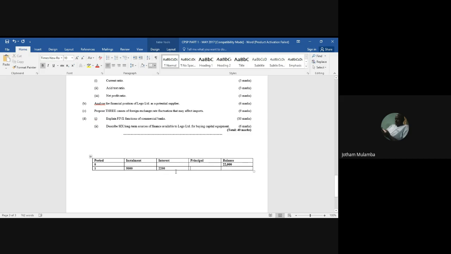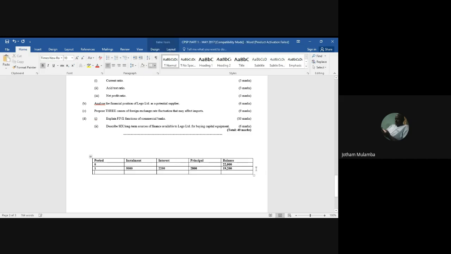So 5,000 minus 2,200 is 2,800. Because 2,800 will go to principal, how much will be our loan balance? 22,000 minus 2,800 is 19,200. So we go to period 2.